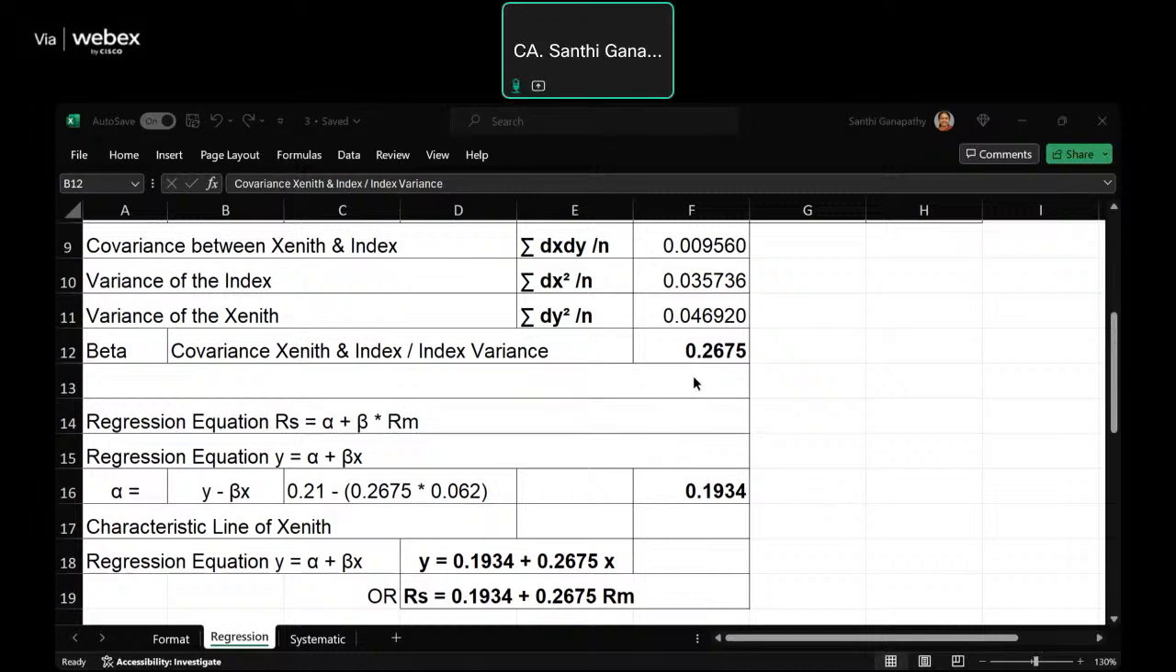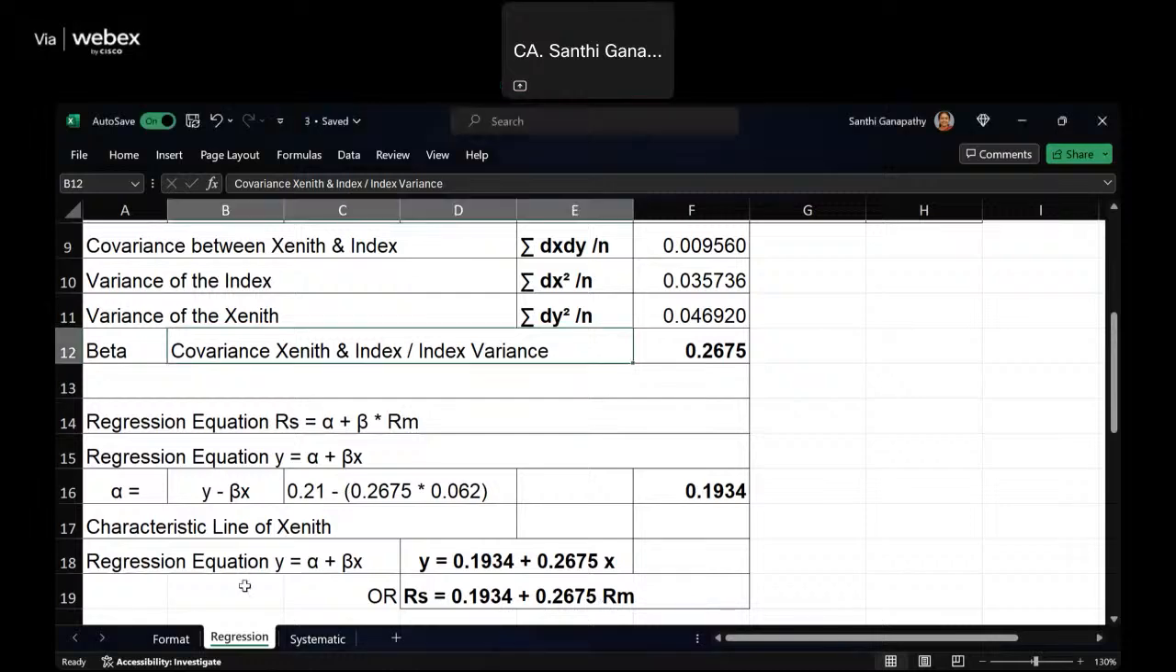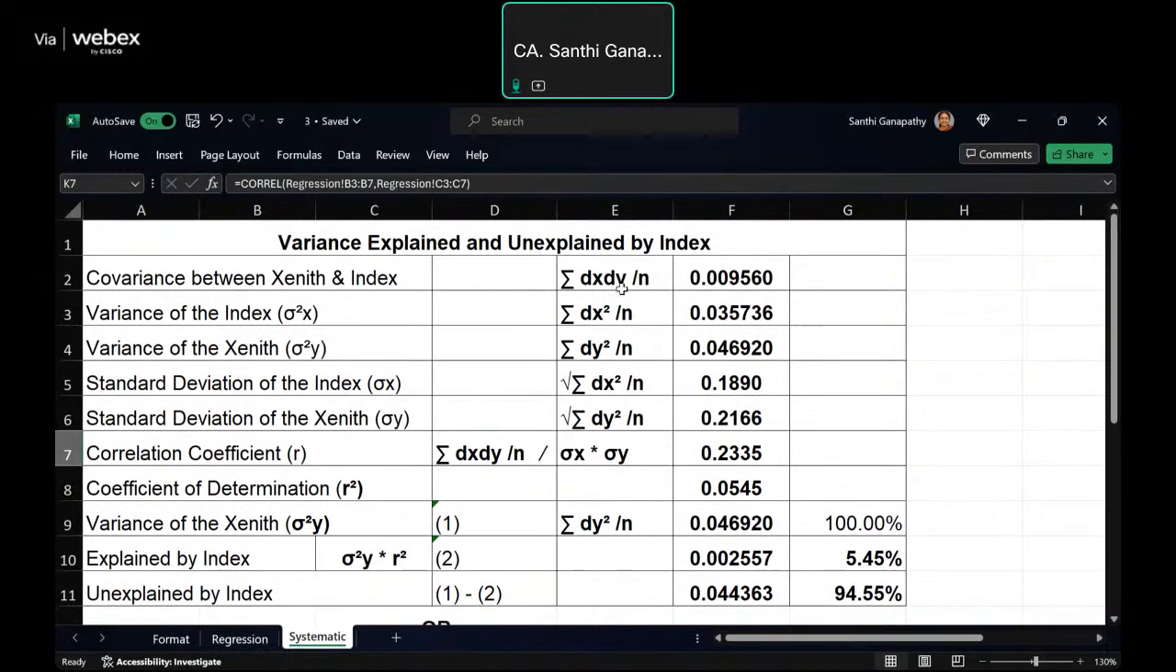So now this is done. The next requirement: find the total variance for Zenith, which we have already found. Whenever we are combining and splitting risk, as we saw even when we did advanced capital budgeting, we need to use only variance and not standard deviation. So find the total variance for Zenith and indicate how much of that is explained and unexplained by the index. So let us see that. Variance explained and unexplained by index.